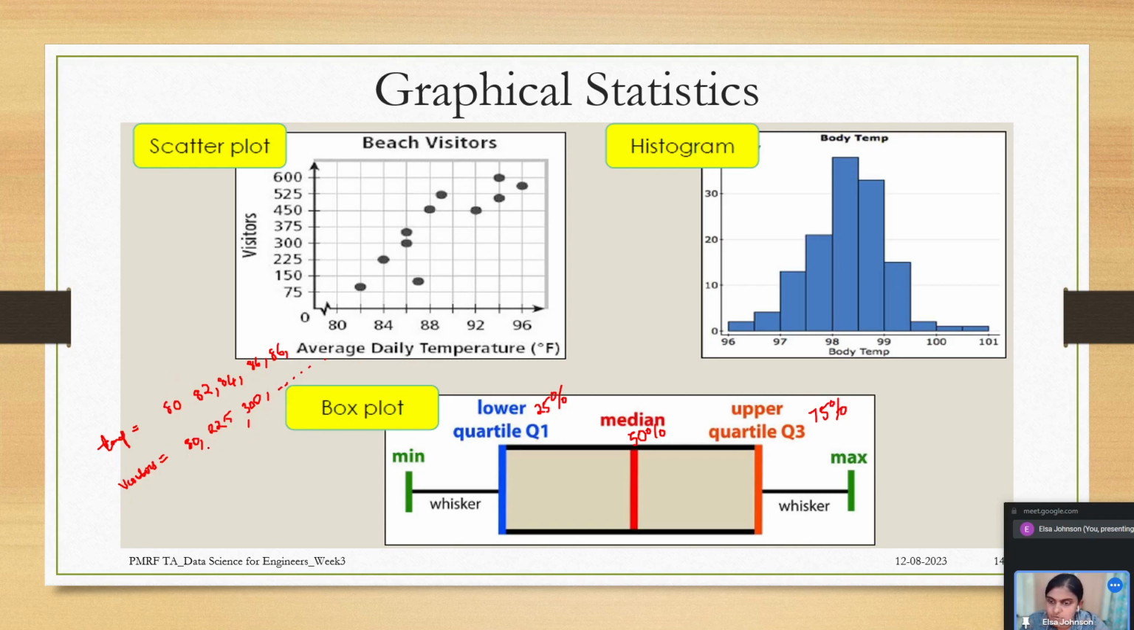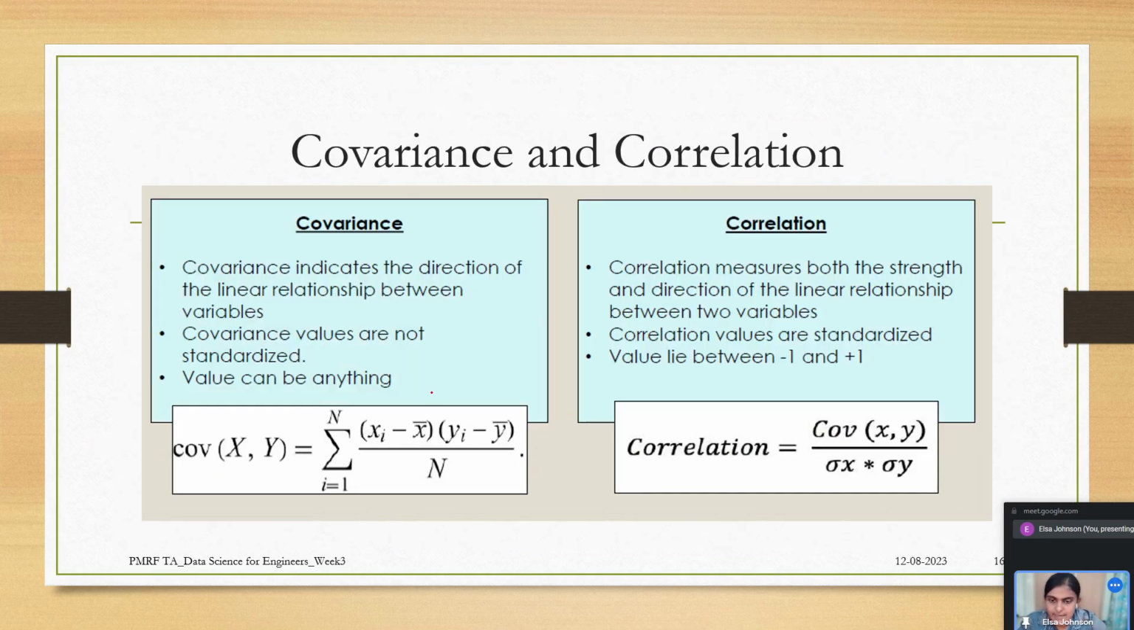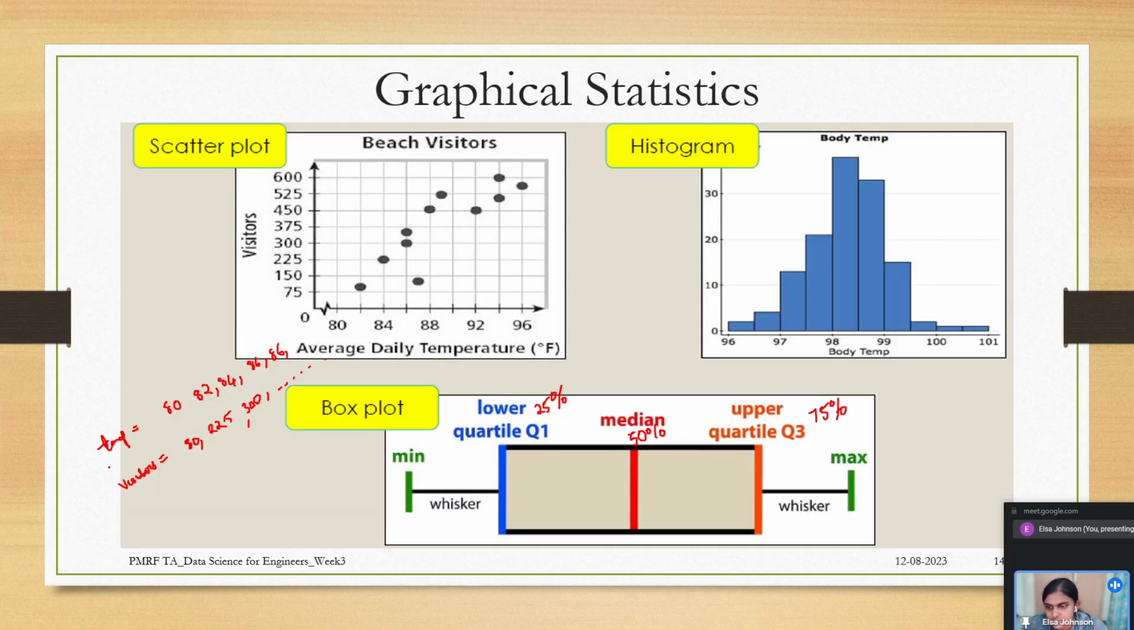So here the equation is xi minus x bar. Here x bar will be the mean of one set of values. For example, if you are taking the average daily temperature and the number of visitors, the mean of the number of visitors will be denoted y bar, and the mean of the temperature will be denoted x bar. From all these values you will calculate x minus x bar and y minus y bar. So when you see that, you can find out how the variation is going.